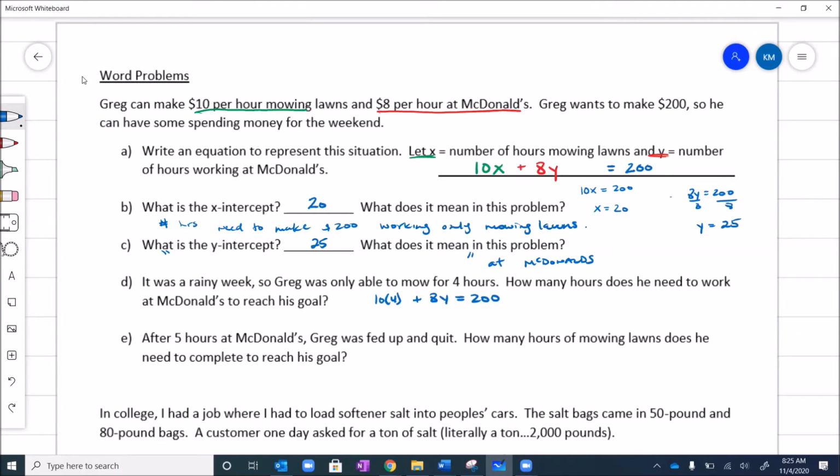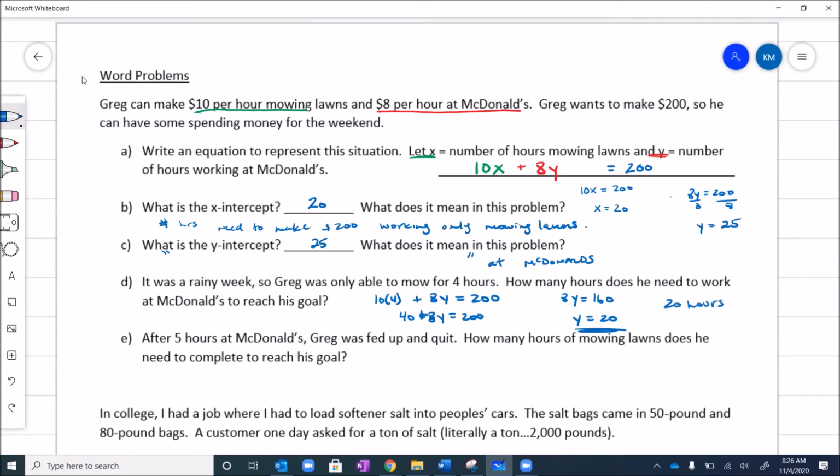Okay, important to make sure that you're realizing what x and y are and you're using those things correctly. So we have 40 plus 8y equals 200. Subtract 40 from both sides. We have 8y equals 160. Divide by 8. You find that y is 20. So how many hours would he need to work at McDonald's? He'd need to work 20 hours.